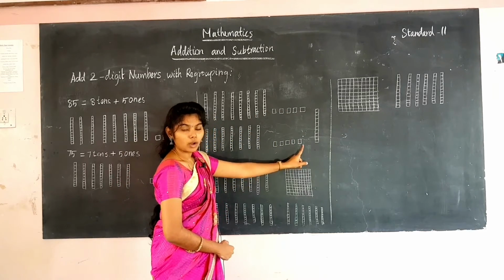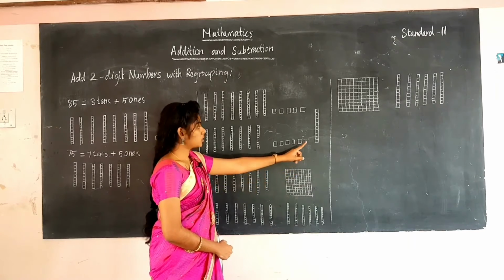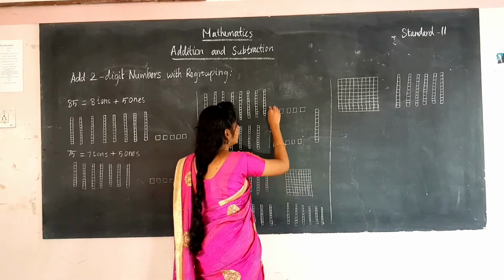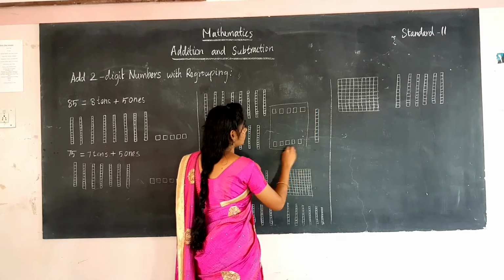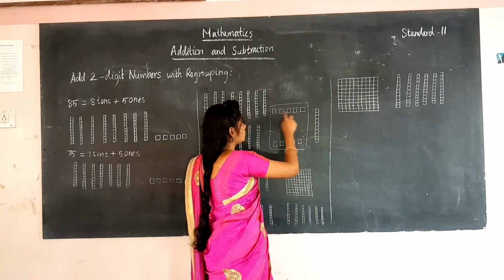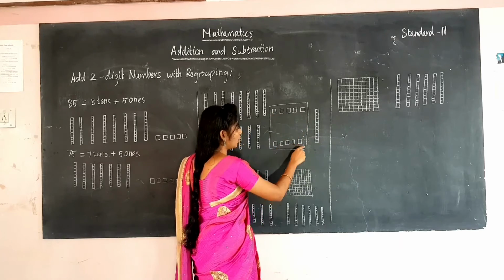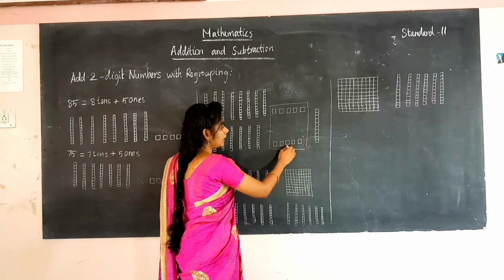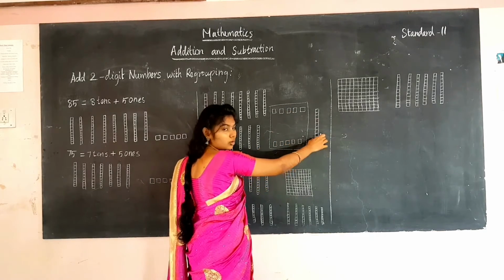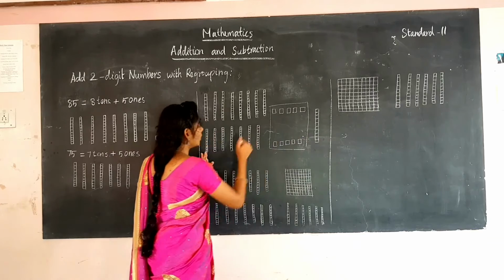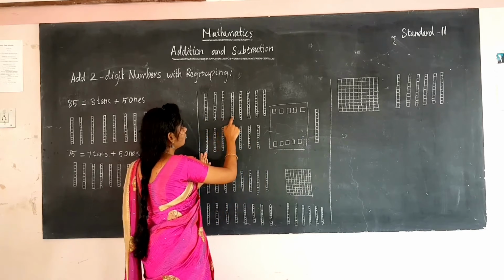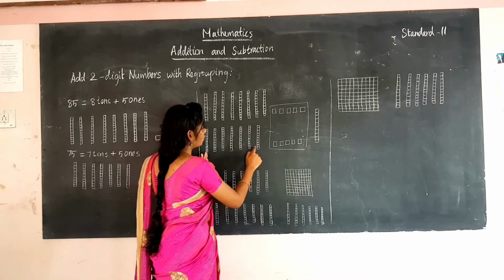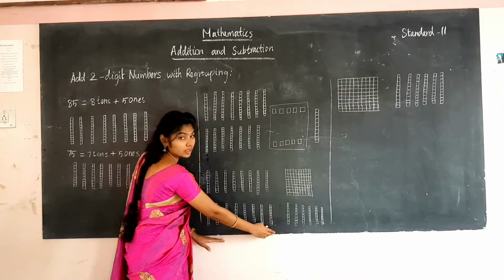You all know 1 rod is equal to 10 cubes. 10 cubes make 1 rod. So by adding these two we will get 1 rod. Here there are 5 cubes, here there are 5 cubes. This is 85 and this is 75. While adding the ones place you will get 1 rod here. So totally how many rods will be there? 1, 2, 3, 4, 5, 6, 7, 8, 9, 10, 11, 12, 13, 14, 15, 16.